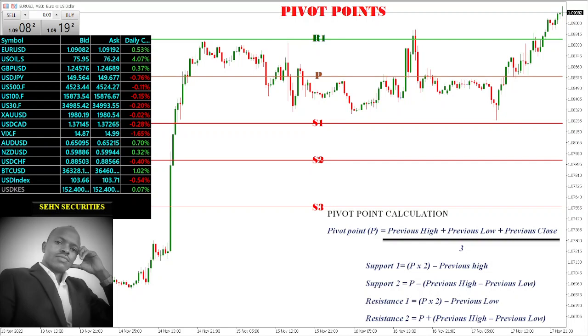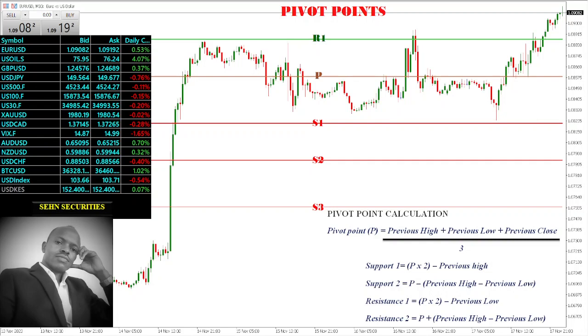Hello traders, let us take a perspective on pivot points as a critical technical analysis tool that is often used in Forex trading. As you can see on the chart, we have some lines that are marked R1, P, S1, S2, and S3. These lines denote the pivot point, resistance, and support levels for the current market.